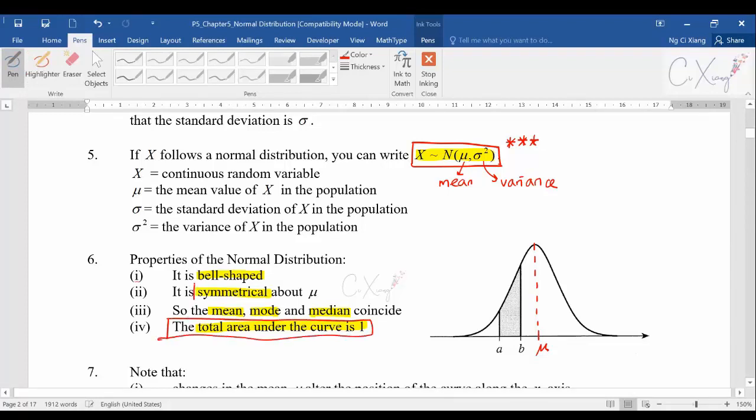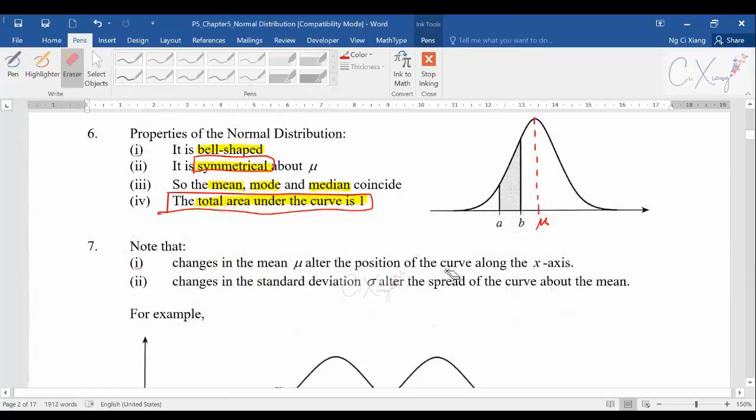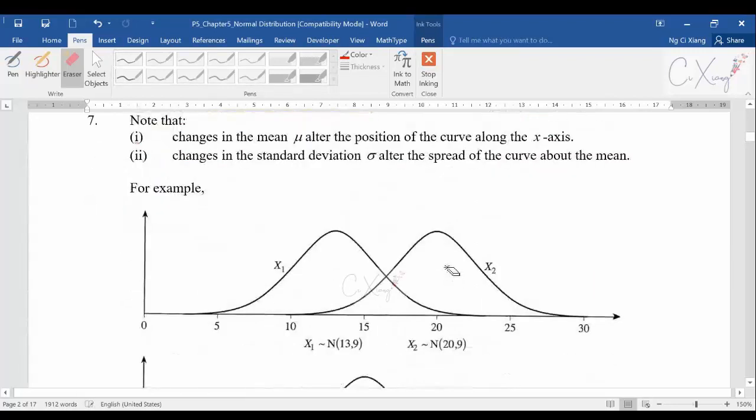Symmetry is also very important, and also the total area under the graph is 1. That means the whole area under my normal graph equals 1. That means the total probability equals 1 as well. Your total probability cannot be more than 1. Correct or not? Yeah? Alright, so now you need to take note of this.